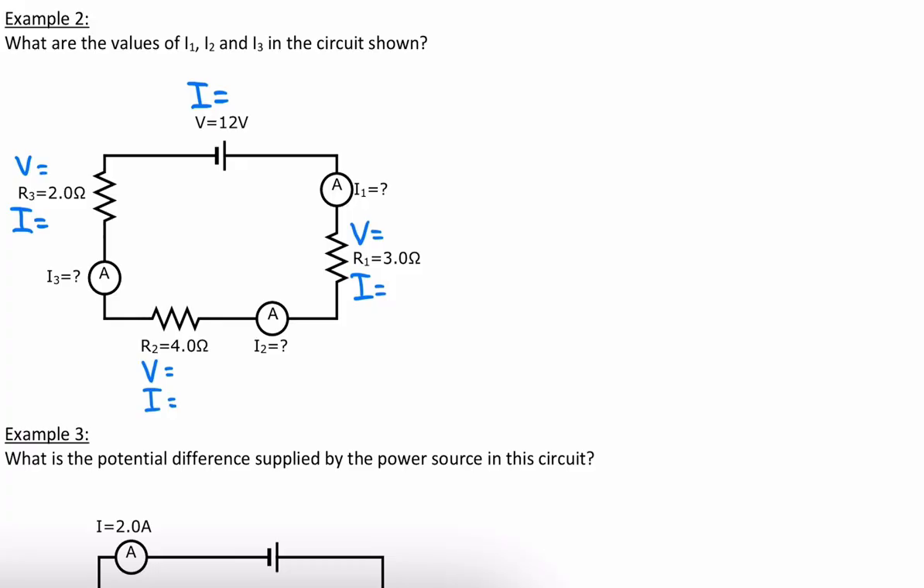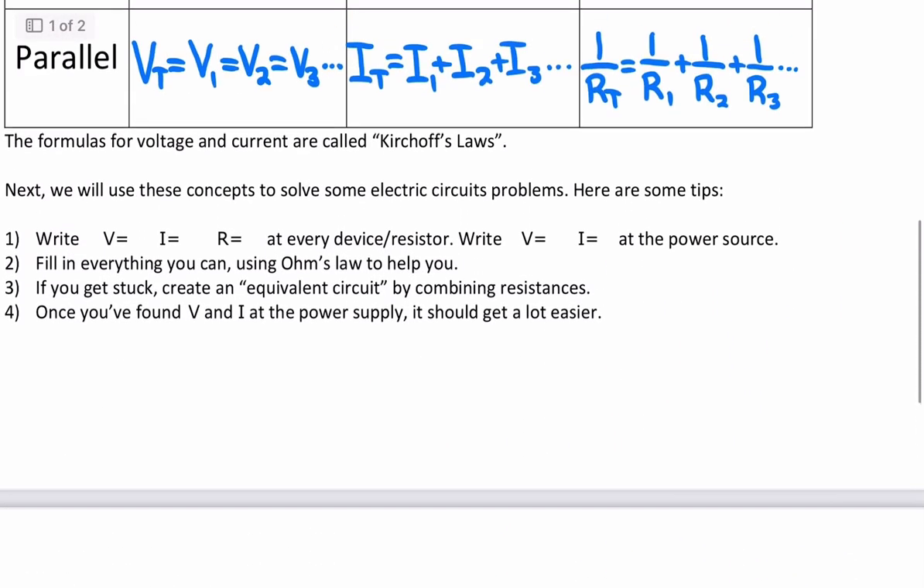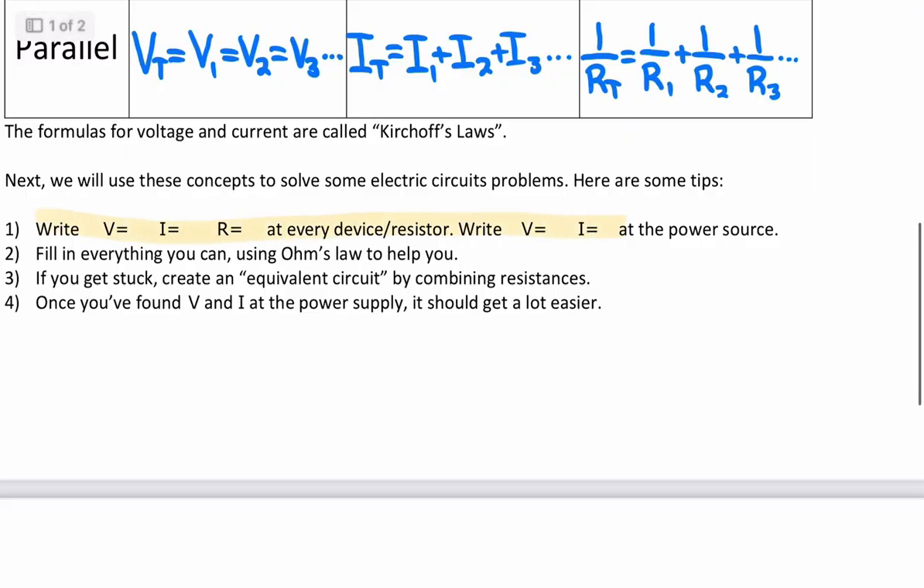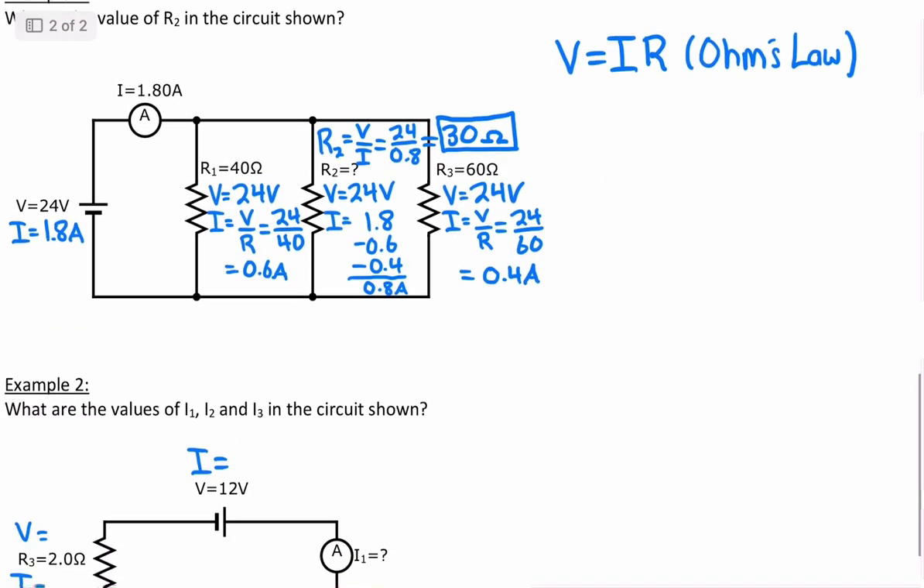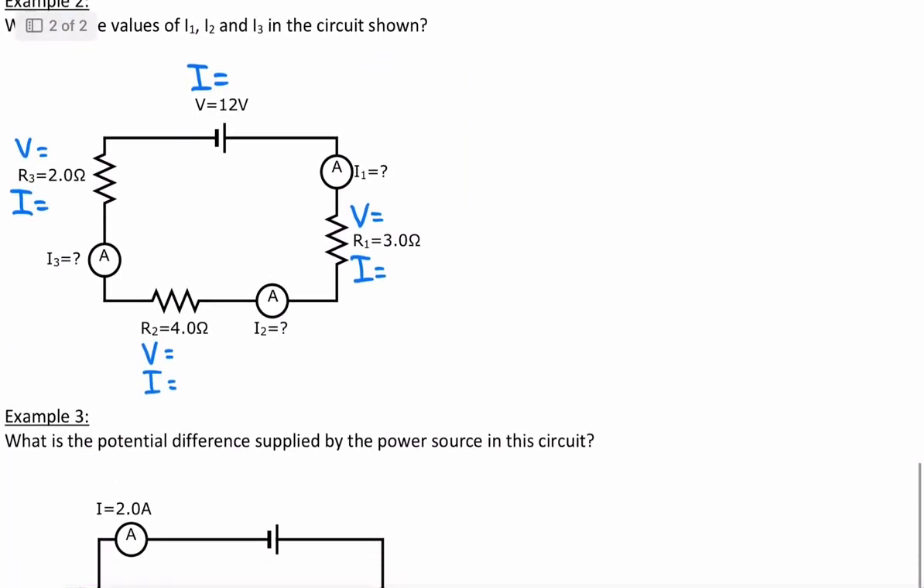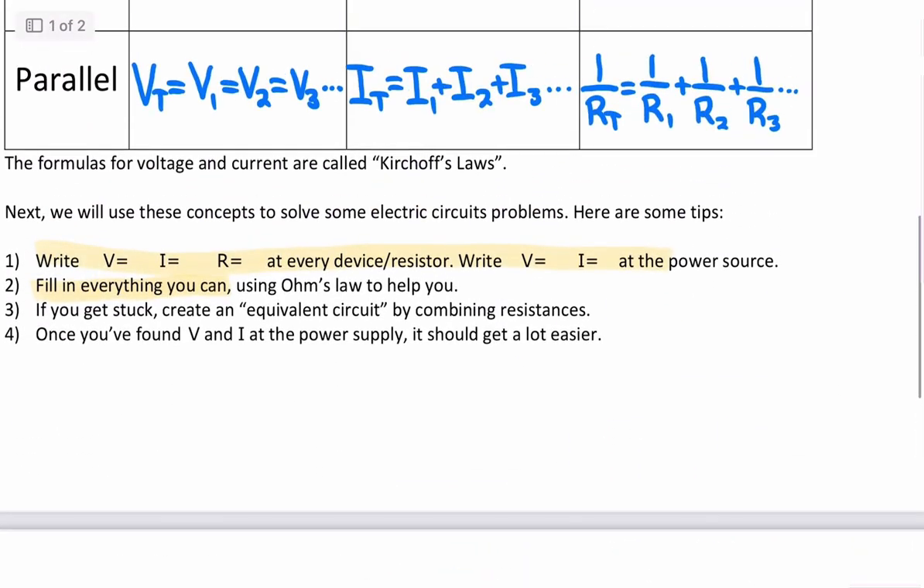So pretty quickly, we're at a point where we set it up, we wrote all these things down. We've tried to fill in any voltages or currents we can using Kirchhoff's laws. And if we got to a point where we knew 2 out of 3 things at any one resistor, we could use Ohm's law, but we weren't even able to get to that point. So we are stuck. And if you get stuck, you're going to create an equivalent circuit by combining resistances.